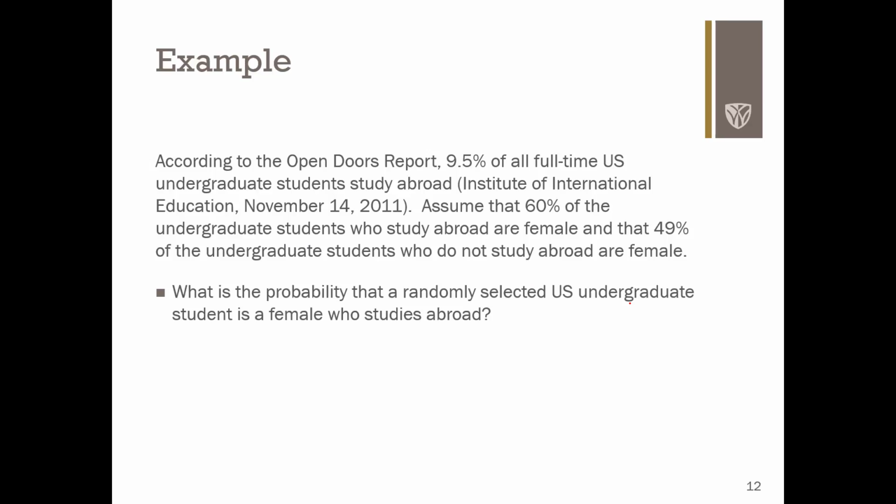Another example here. According to the Open Doors report, 9.5% of full-time U.S. undergrad students study abroad. 60% of the undergrads who study abroad are female, and 49% who do not study abroad are female. And we want to know, again we're going to randomly select a student out of the entire U.S. undergraduate population, what's the probability that a randomly selected student is a female who studies abroad?